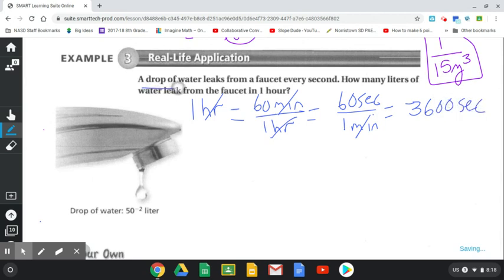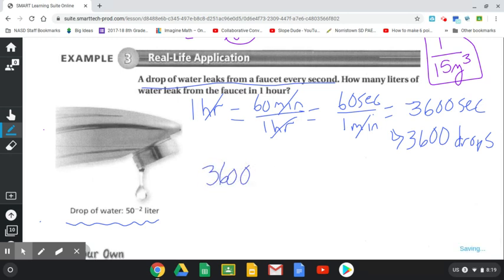So that means if a drop of water leaks every second, then there's going to be 3,600 drops. So we also know that a drop of water has 50 to the negative 2 liters in it. So I need to times that 3,600 times 50 to the negative 2.